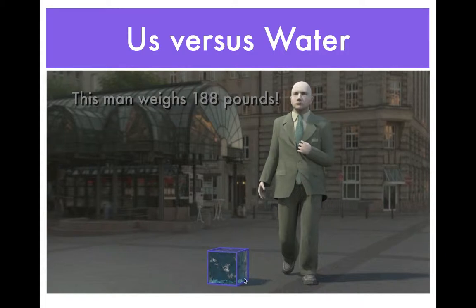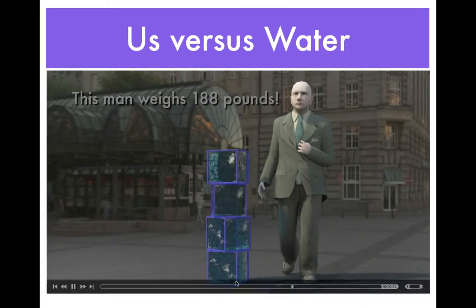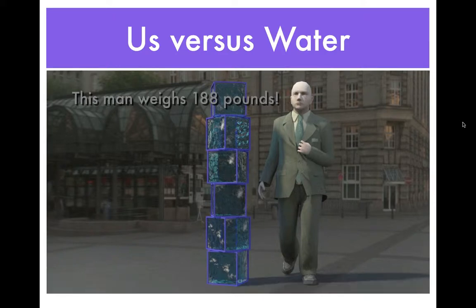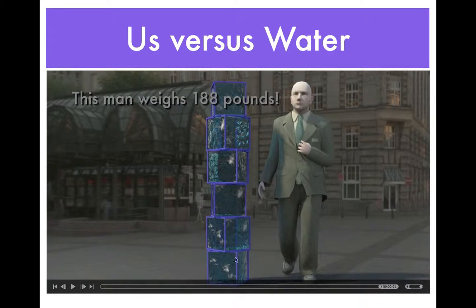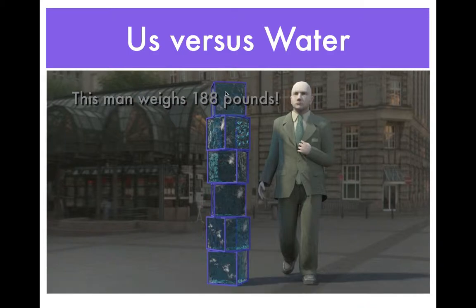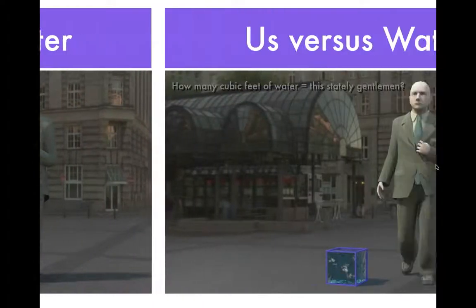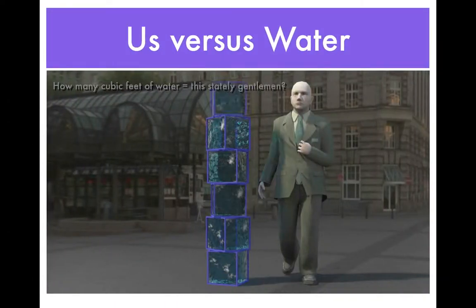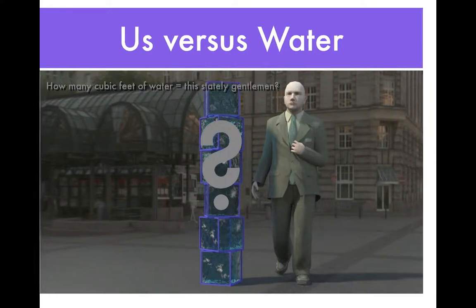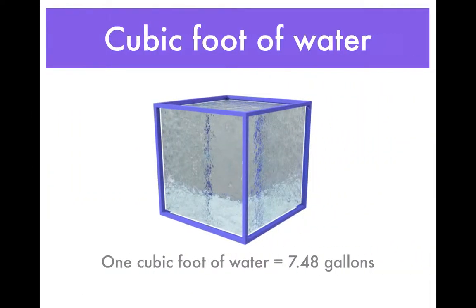Here is 1 cubic foot of water. Now, if we just stack it up and say, let's get roughly this stack of water that looks about his size, how many of these cubic feet of water do you think would be required to weigh the same as him? 1, 2, 3, 4, 5, 6. 6 makes it as tall. Well, let's go ahead and take a look here. 1, 2, 3, 4, 5, 6. Don't know. Let's do some math.